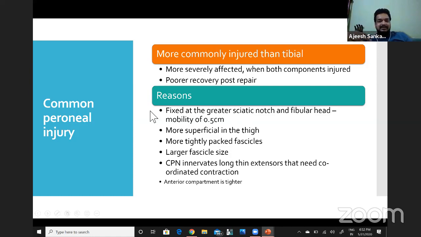And the classical reasons which have been listed out, and which are sometimes asked in the exam, would be, one, it is relatively more fixed, because when it exits the greater sciatic notch and then winds down to the fibula head, it's fixed at these points. So it actually allows a mobility of only about half a centimeter. It's more superficial in the thigh, so any external trauma is more likely to injure the common peroneal component. The fascicles in the common peroneal nerve are more tightly packed. There is less connective tissue to absorb any compression or other injury, so that's another reason for it to be more commonly injured. And then what is also said is large fascicle size.